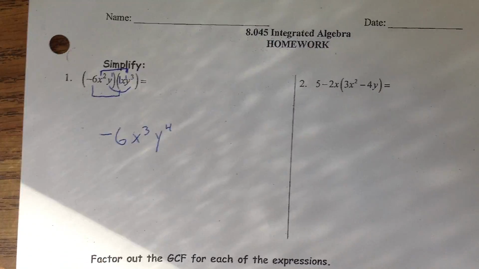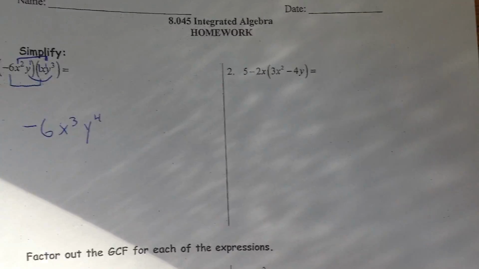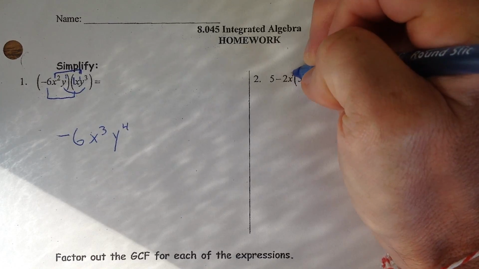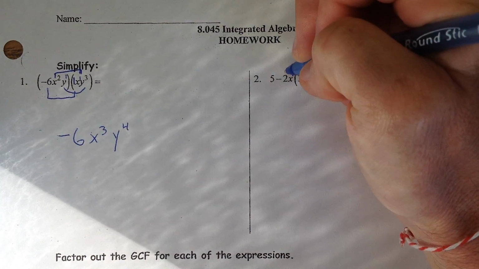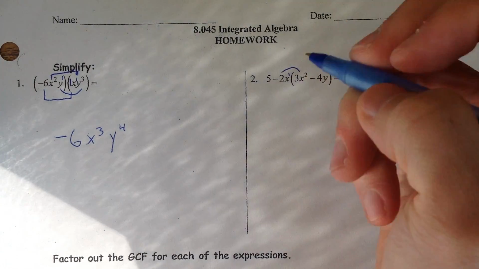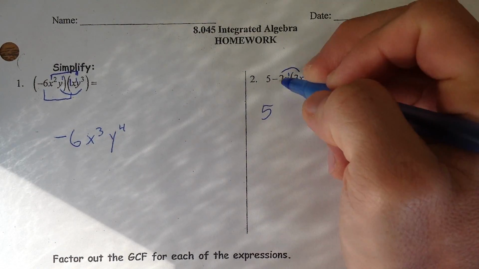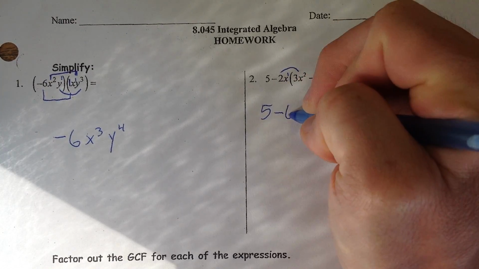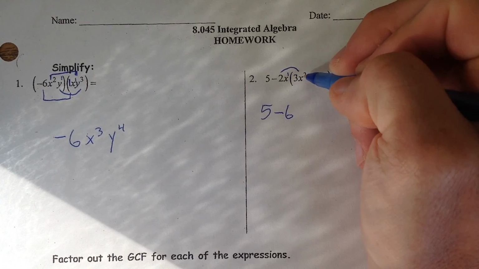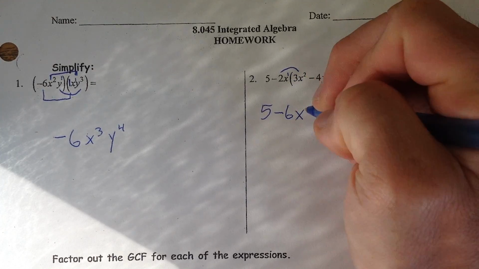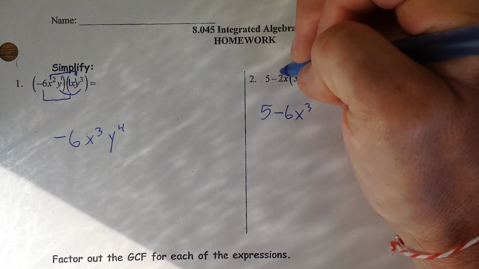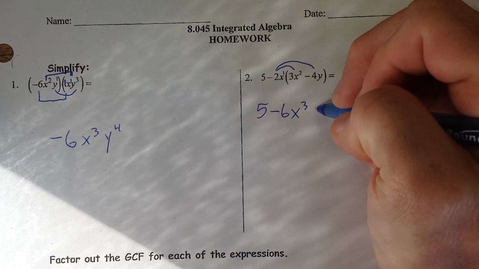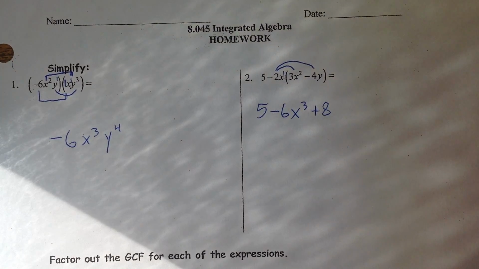Okay. Same thing over here, only we're going to multiply and then also have to combine like terms. So this is 2x to the first, so we're going to distribute that out. Let's first just bring the 5 down because that's not going to change. Negative 2 times 3 is negative 6. X to the first times x to the second is going to become x to the third. Negative 2 times negative 4 is going to become positive 8.